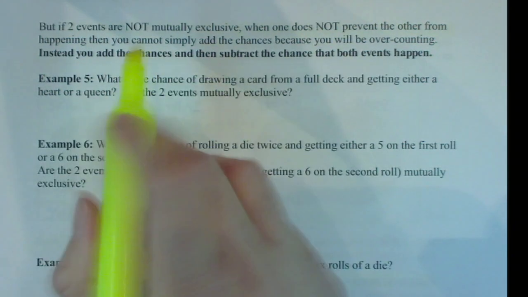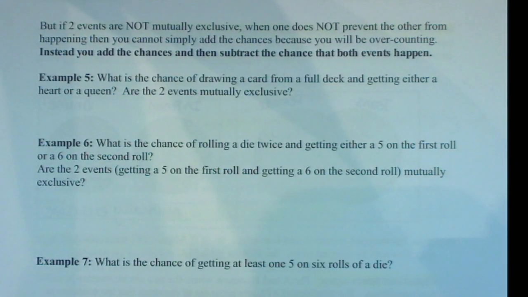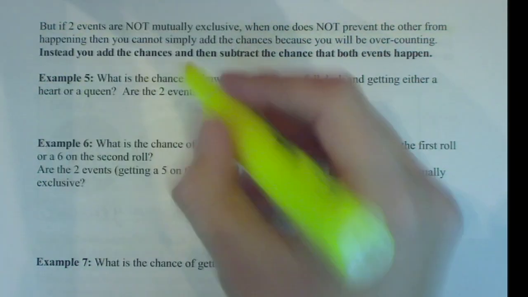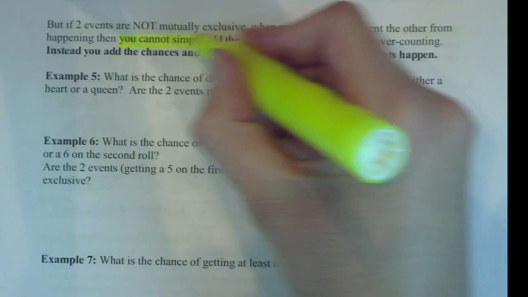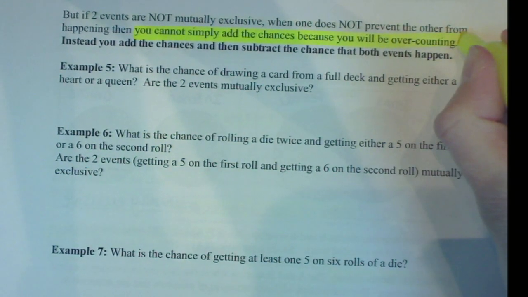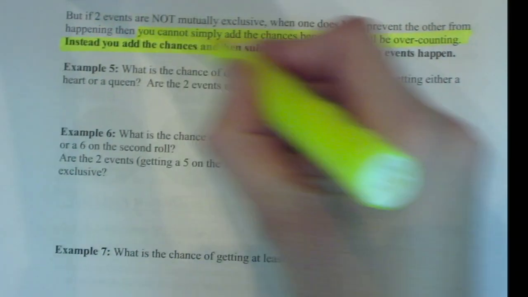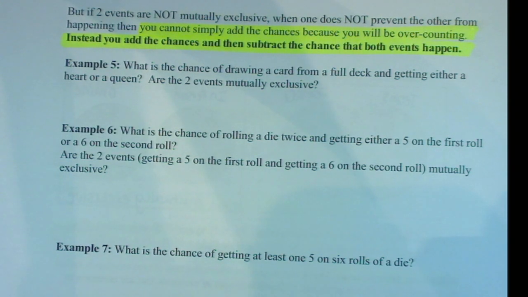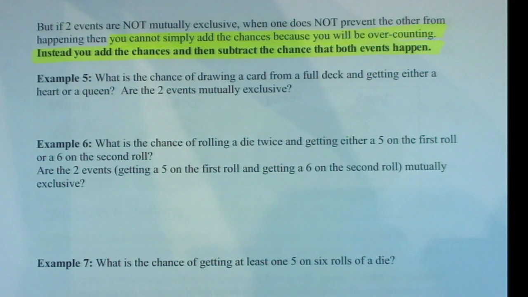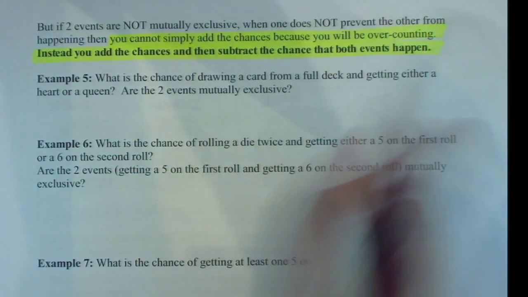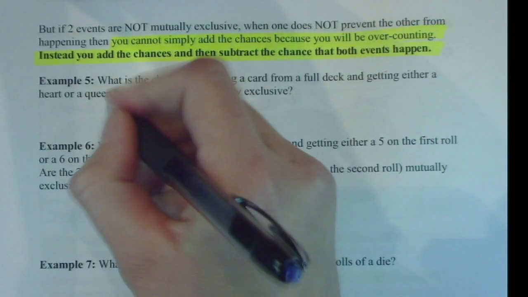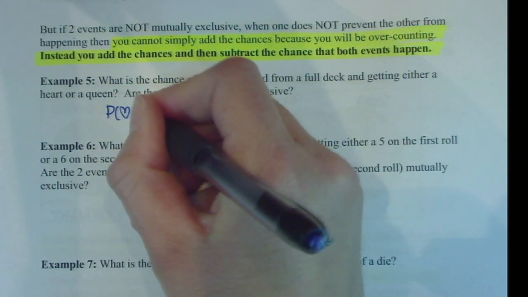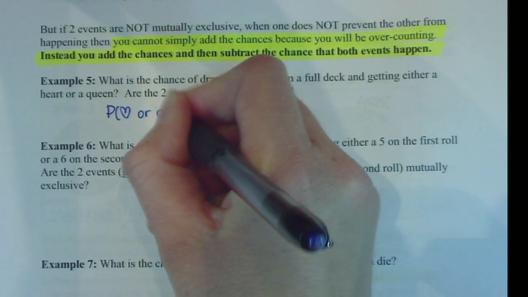Okay, so it says, if the 2 events are not mutually exclusive, then here's the thing. You can't just add the chances because you'll be double counting. Instead, you have to add them and subtract the chance that both will happen. So our probability of both isn't going to be 0 for number 5 and number 6. So for number 5, let's see, it says, what's the chance of drawing a card from a full deck and getting either a heart or a queen?